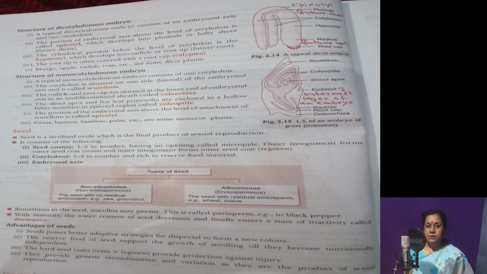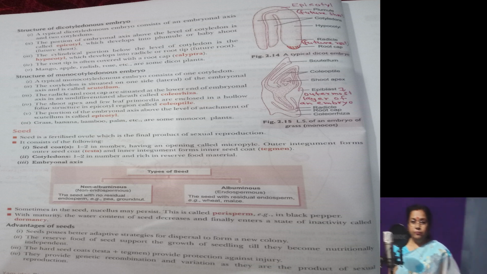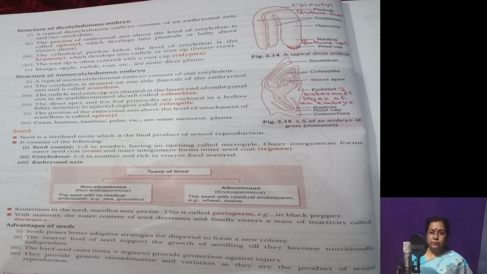Today I am going to discuss chapter 2, sexual reproduction in flowering plants, the last topic, that is the structure of embryo, then seeds, fruits, and the special mechanism of reproduction. Now let us understand what are a dicot embryo and a monocot embryo.